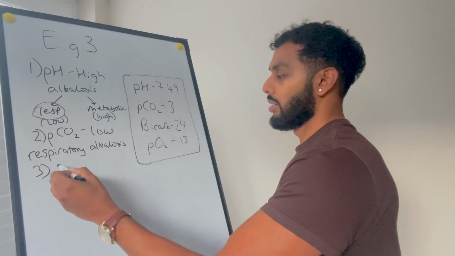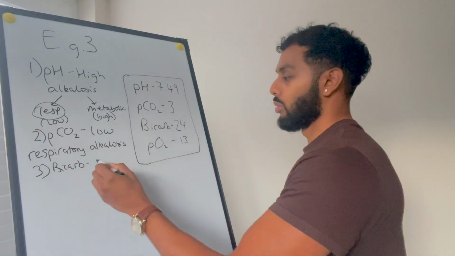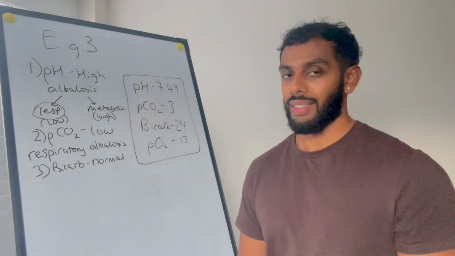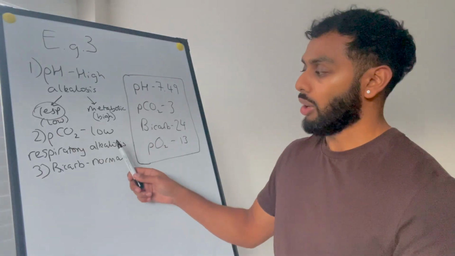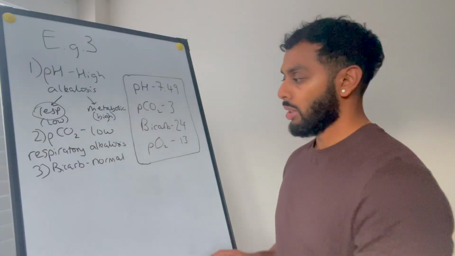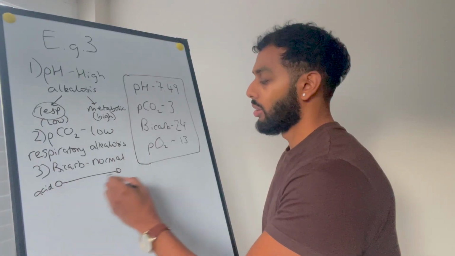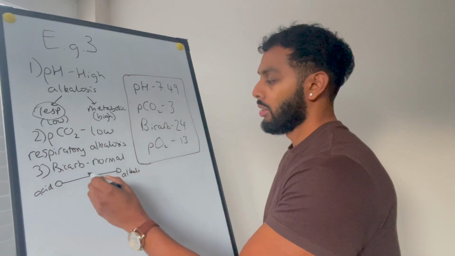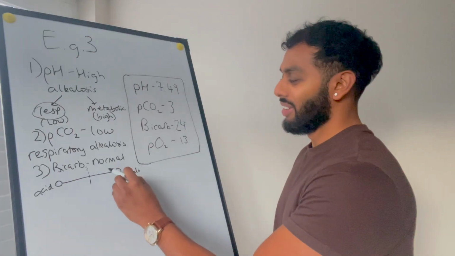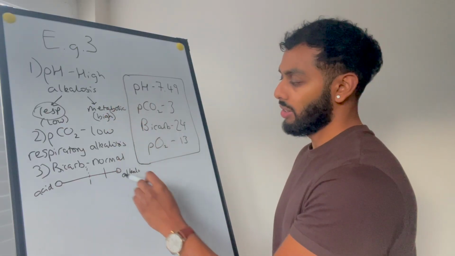Number 3 is the bicarb. The bicarb is normal, which means that the body hasn't had time to try and compensate, to try and bring the pH from alkalosis to normal. So let's use this diagram again. Acidosis, alkalosis. This is normal. Still not managing to do a straight line, but this is alkalosis. This is where the patient is at.